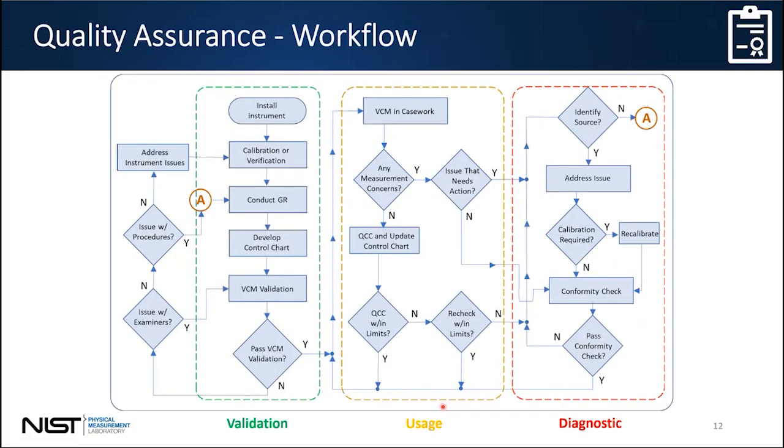As part of the document, we also provide this flow chart. It's like a decision process for you to walk through. We separate it into 3 different stages. The green is the validation stage for that particular piece of hardware. We have the usage and then the diagnostic side of things. So you install the instrument, it's calibrated and it's verified, and then you have your control chart. You develop your control charts here.